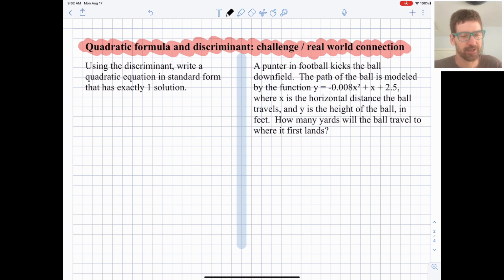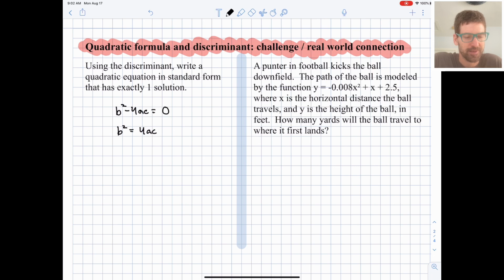All right, so let's look at the one on the left first. Using the discriminant, write a quadratic equation in standard form that has exactly one solution. There are an infinite number of possibilities here, so we are going to try to just come up with one of them. So, one solution: b squared minus 4ac has to equal 0, right? That means that b squared has to equal 4 times a times c. So we need to pick some numbers, okay?